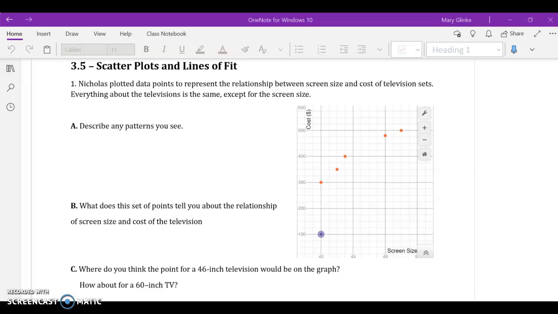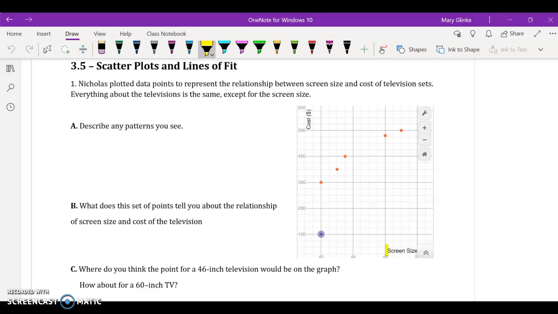So let's go ahead and take a look at the one on our screen. We have the relationship between the screen size of a TV. Notice down here the X values are your screen size, and then the cost is your Y values. Looking at these, a screen size that was 40 inches cost $100, but also a different one cost $300. One that had 48 inches was close to $500.